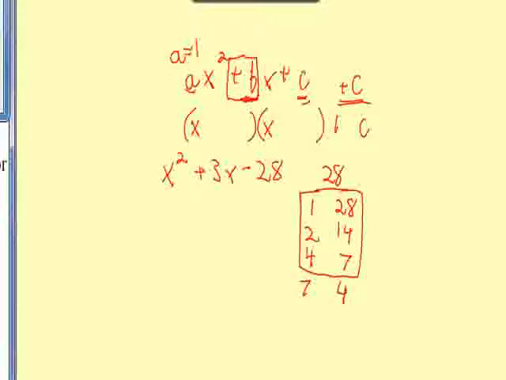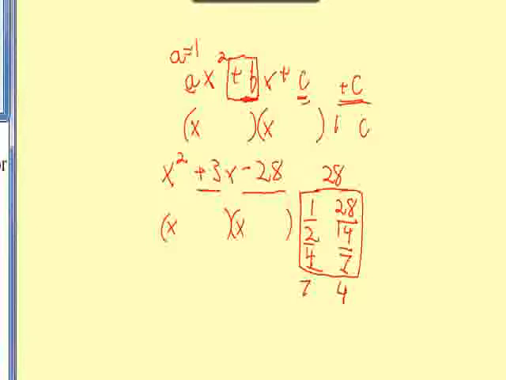Now the last term being negative means that one of these numbers has to be positive and the other has to be negative, because only when you get a positive times a negative will you get a negative answer. So I'm going to start by writing my parentheses and the two x's. Now, how do I pick which factors are going to work? Well, I see which ones add up to or subtract out to this middle term, this positive 3.